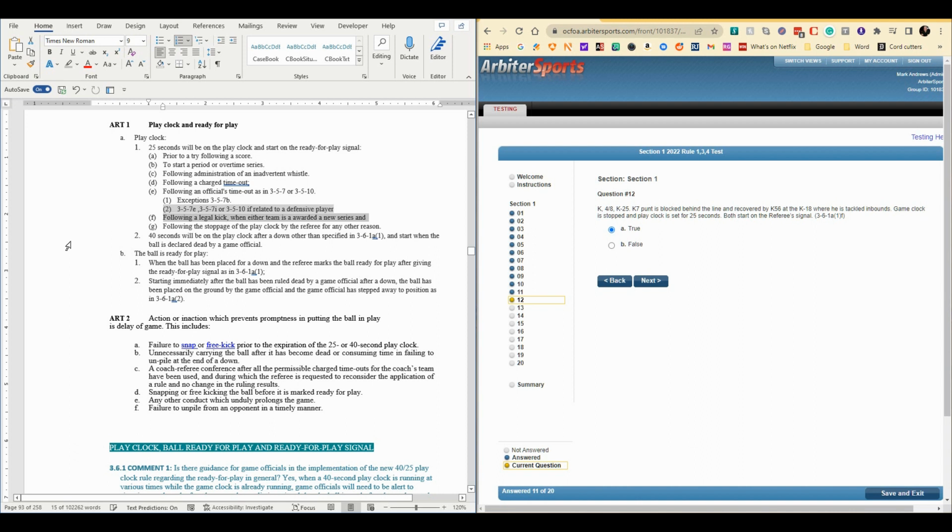We have a legal kick, and B is now going to have a new series. So we're going to switch out the balls, get the ball in. As soon as the ball's down, the referee is going to chop, and we've got 25 seconds on the play clock as opposed to 40 seconds. So the answer here is true.